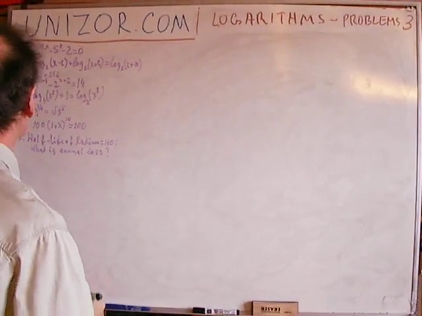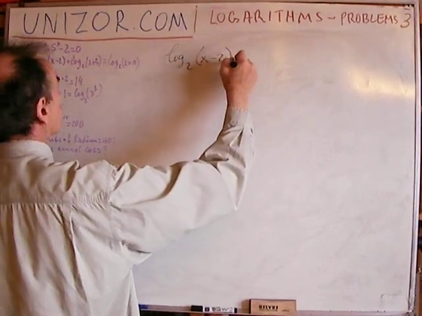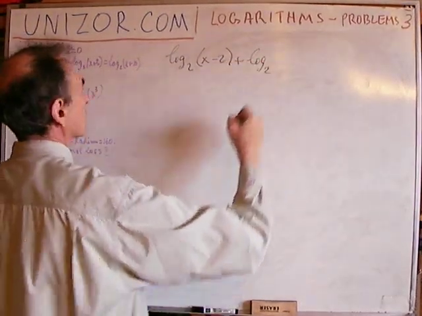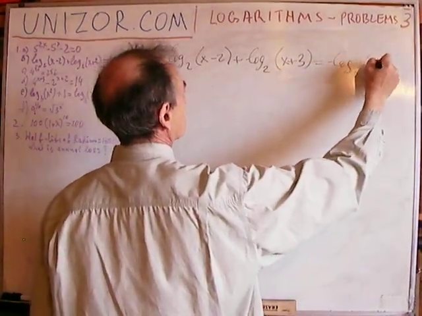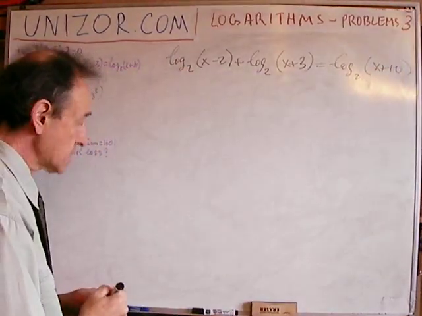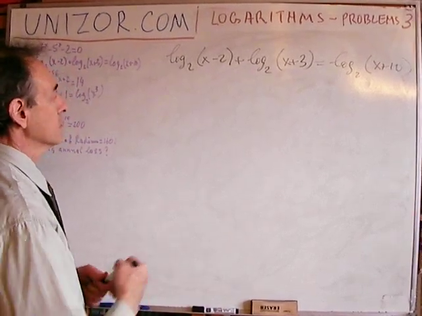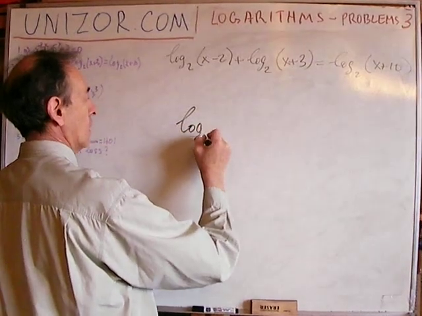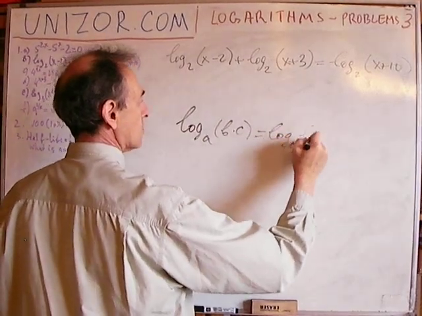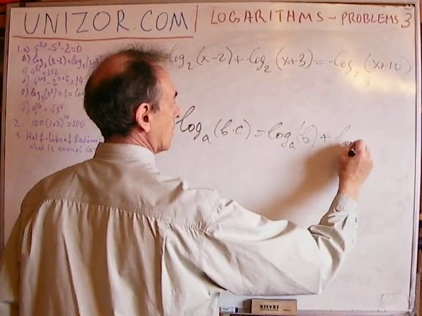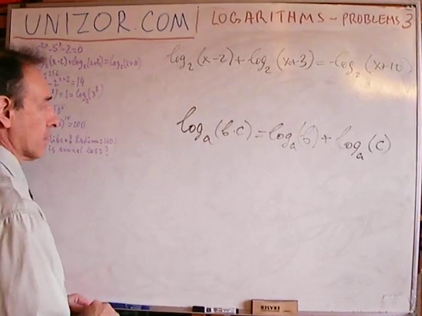Next, log base 2 of x minus 2 plus log base 2 of x plus 3 is equal to log base 2 of x plus 10. Okay, this is a logarithmic equation, and for obvious reasons, we can use this property of logarithms. Log base a of b times c is equal to log base a of b plus log base a of c. So, you know this property of logarithms.